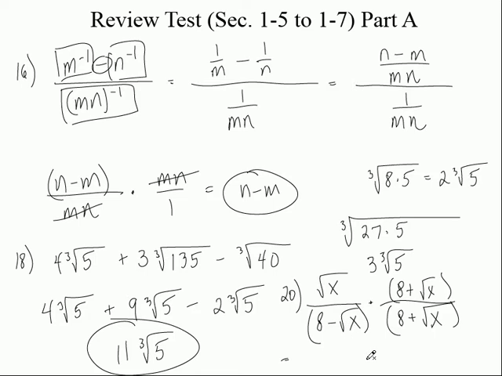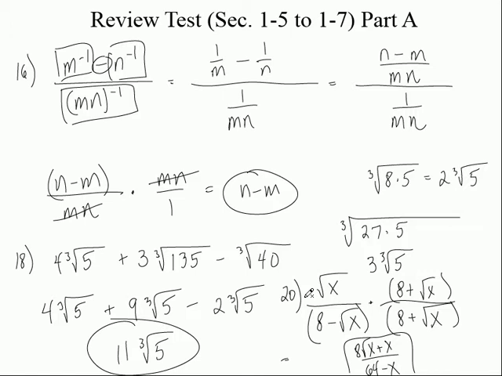Let's do the bottom first. Try to squeeze this in here. 8 times 8 is 64. Negative times positive is negative. Square root of x times square root of x is x. We good? And then what about the top? Go ahead and distribute it through. So it's going to be 8 square root of x plus, square root of x times square root of x is x. And there it is, right there.